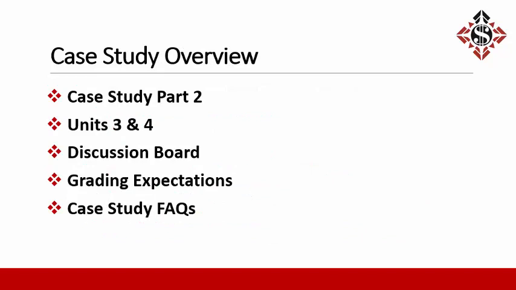So let's review what we covered so far. We've gone over Case Study Part 2, Sections 1, 2, and 3. We've quickly reviewed the Units 3 and 4 and how to apply those to the case study. We've gone over the discussion board and how it's broken up into 3 different sections. We've gone over the grading expectations and what you can do to make a passing grade. And then we've also reviewed the case study frequently asked questions.